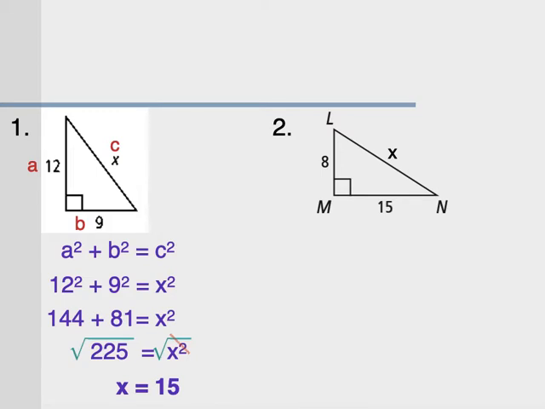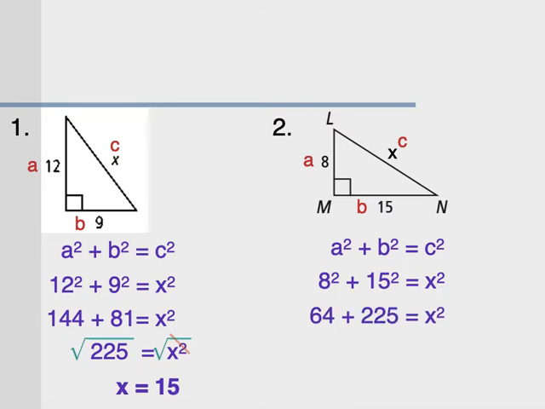Go ahead and try question 2. x is on the longest side, so that's your c. The other two sides can be your a and b leg sides. When you plug everything in, it should look like this. Then you do the squaring and add your like terms. To get x by itself, use square root. You should get x equals 17.